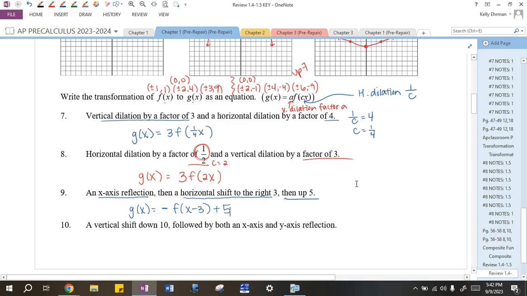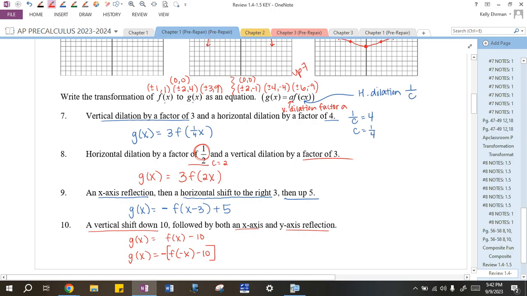If we do the shifting first, we had this in a homework somewhere along the line in one of our bookwork assignments. Shift down 10. So here's what we have so far. Shift down 10. And then do both an x-axis and y-axis reflection. Okay, so that means that the y-axis reflection is the easy one. Plug the negative in for the x. But the x-axis reflection is not just putting a negative out in front here like this. You're multiplying the entire function by a negative.